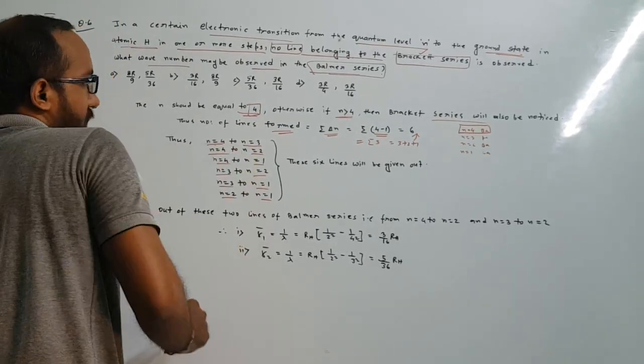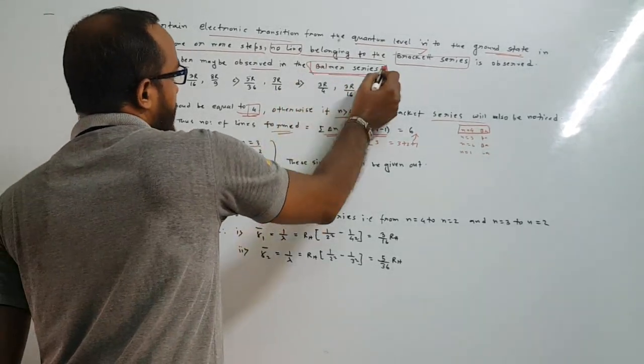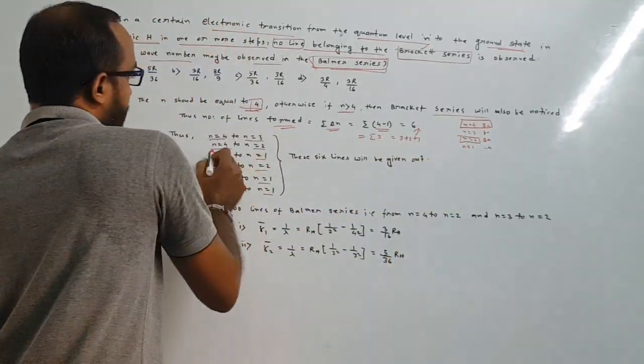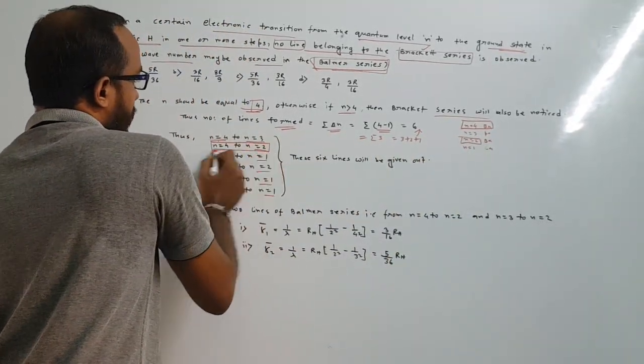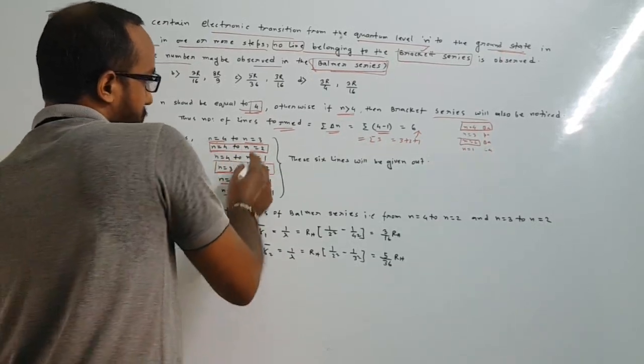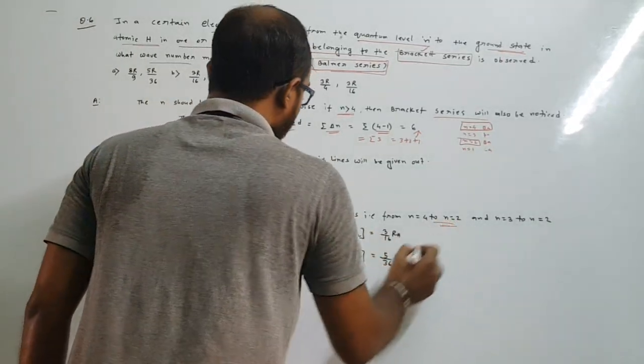Now out of these 6 lines, they want only the Balmer series. So the Balmer series is for n equals to 2. That means wherever the electron jumps from n equals to 4 to 2, and from n equals to 3 to 2. In these two cases we can find the Balmer series.